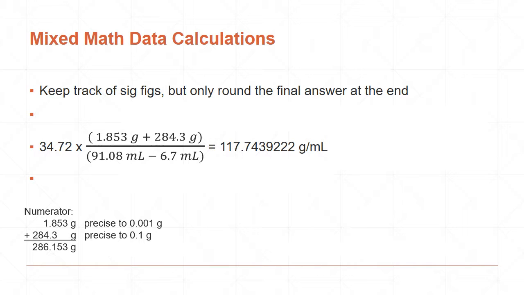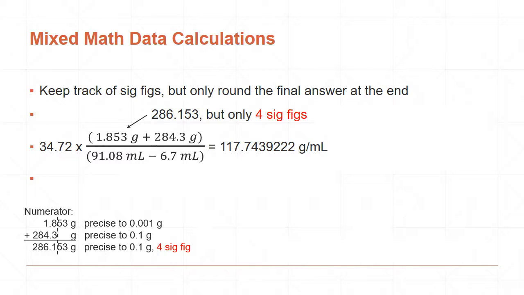I have 1.853 grams, which is precise to thousandths place, 284.3 grams, which is precise to tenths place. My least precise input is the 284.3 grams, with precision to only tenths place. So were I to stop my calculation there, I would actually have to cut off at tenths place and end up with only 4 significant figures. Now, I'm not going to actually do the rounding. I only want to do that once at the end, but I have to represent that 286.153 as being only 4 sig figs in my ultimate answer.